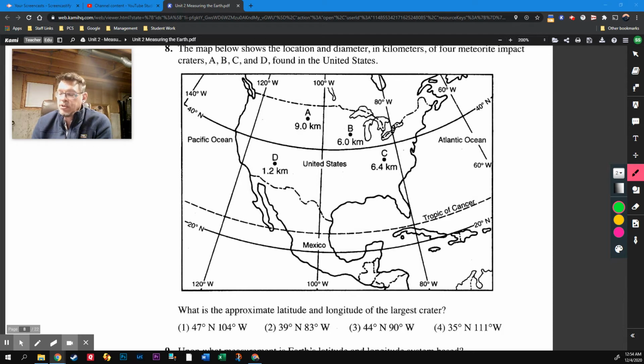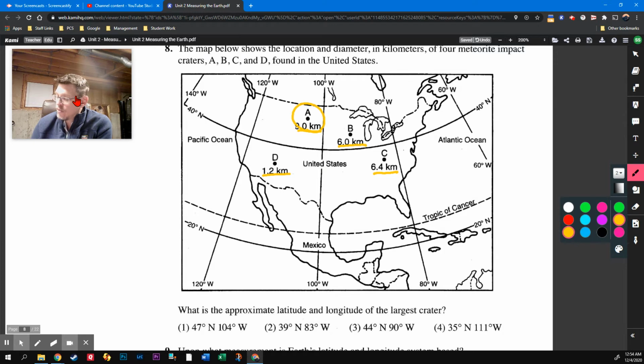So the map below shows a location and diameter in kilometers of 4 meteorite impact craters, A, B, C, and D, found in the United States. What is the approximate latitude and longitude of the largest crater? All right, so first thing I'm going to do is figure out which of the 4 locations has the largest crater. It looks like, based on the numbers, these are the sizes of the craters, so it looks like the largest one's going to be A. So I have to figure out the latitude and longitude of point A.